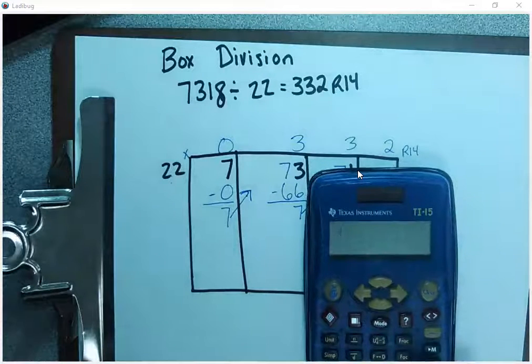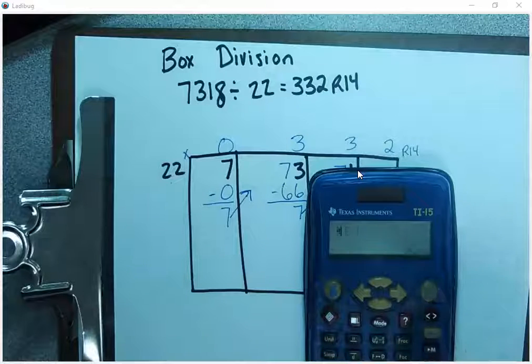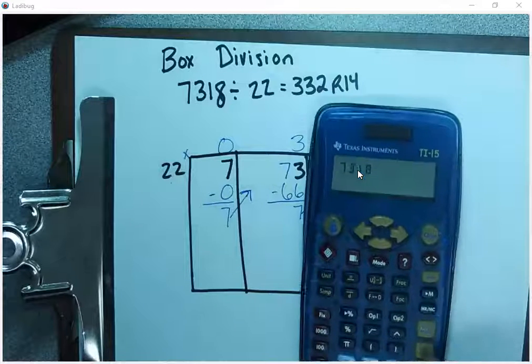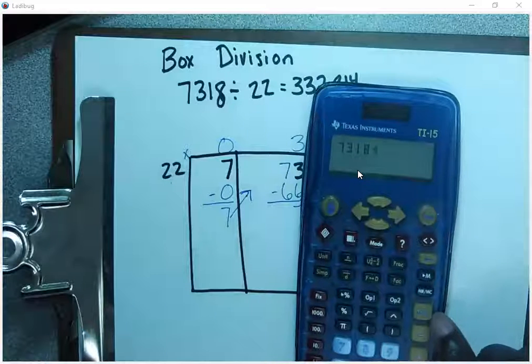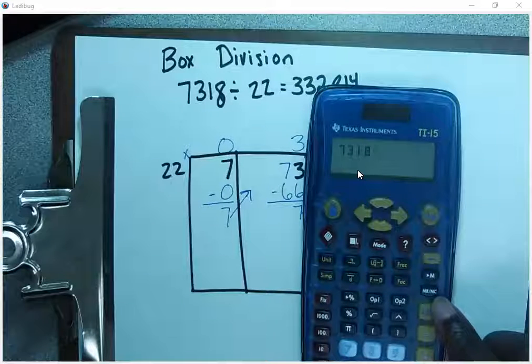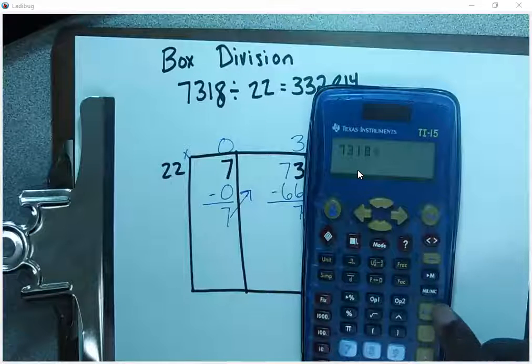So now what I'm going to do is, always make sure you clear your memory. I'm going to do 7,318. And I'm going to use my INT division sign, which is right on top of the regular division. I want to use this because I want to get a remainder for my answer. I don't want a decimal, I want a remainder. If I want a decimal, I'll use this one right here. But since I want a remainder, I'm going to use my INT division sign.